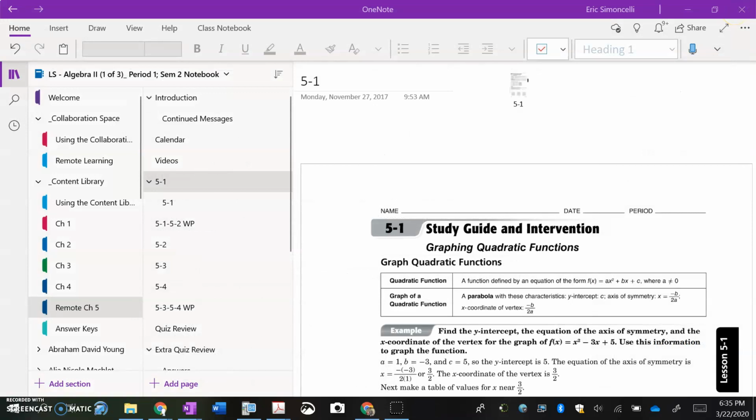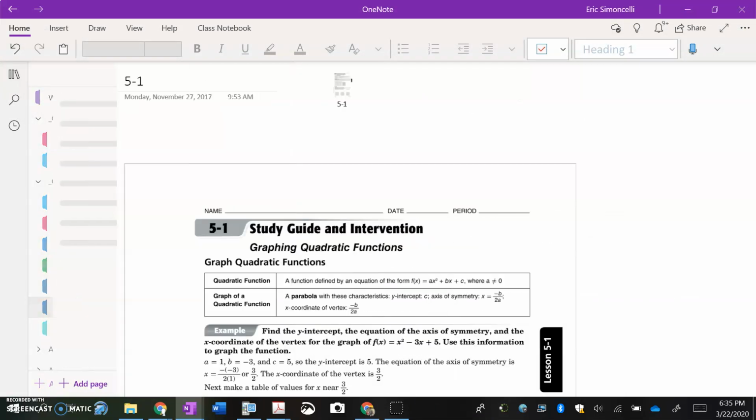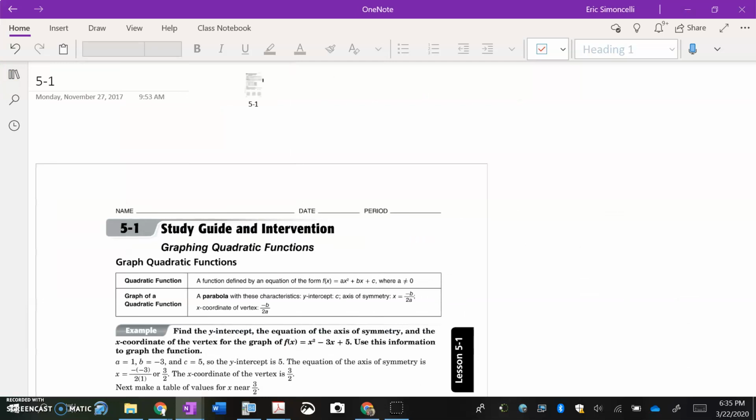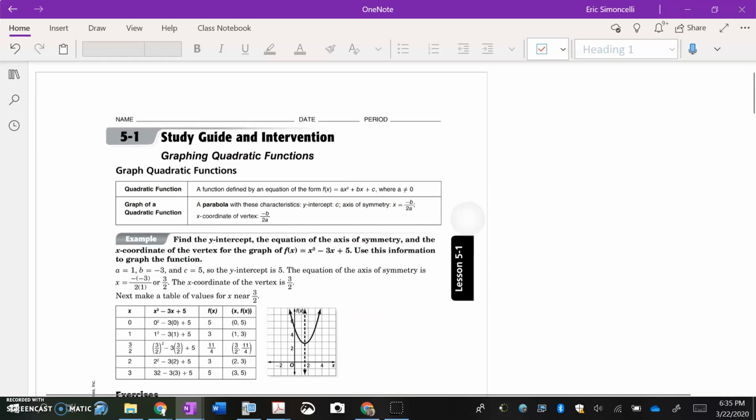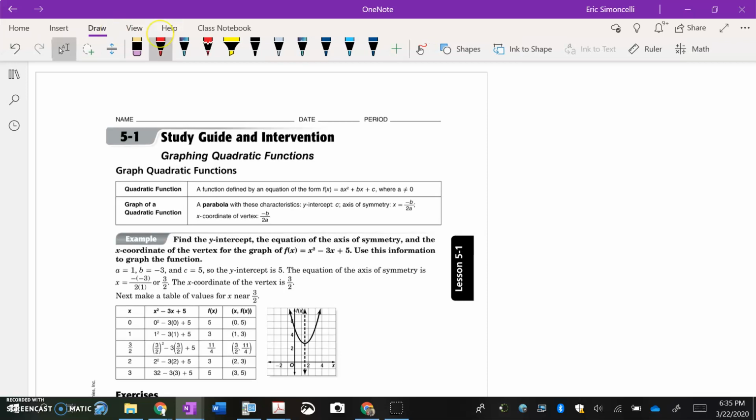All right, so let's take a look. Section 5.1, graphing quadratic functions. Let's reflect back to Algebra 1. Back in Algebra 1, when we worked with quadratic functions, we noted that a function is defined by an equation of the form f of x or y equals ax squared plus bx plus c, where a cannot equal 0. If a does equal 0, then the first term in its entirety is gone, and all you would have is bx plus c. So you do need to have an a value that's not 0.